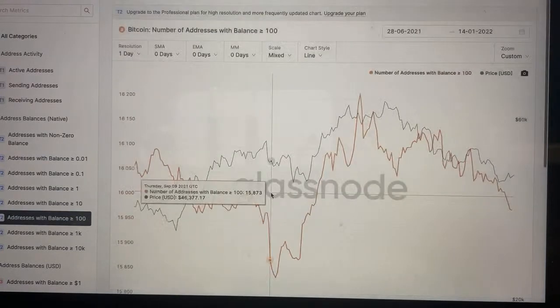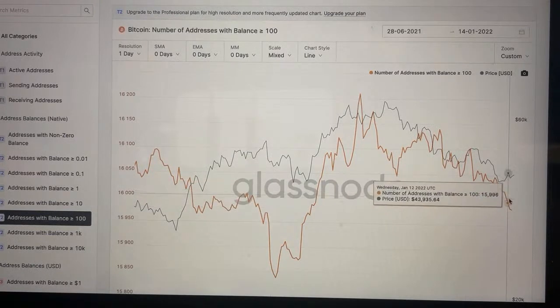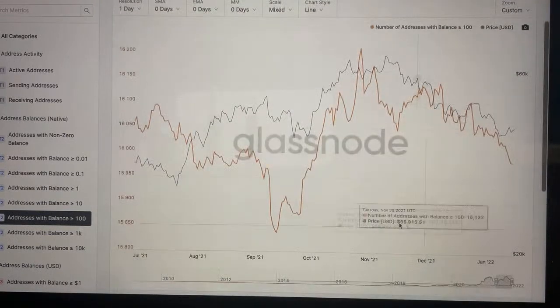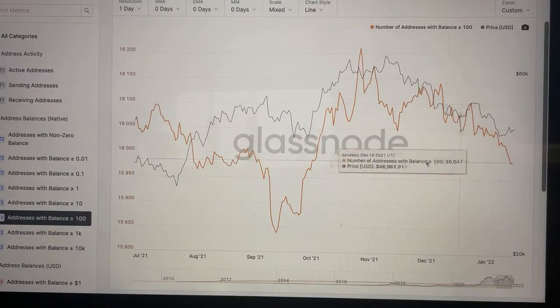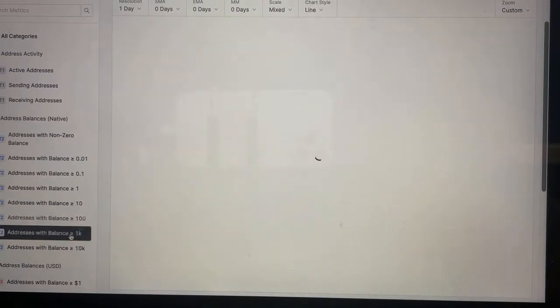And also if we check wallets with more than 100 Bitcoin, we can see that they are selling gradually, which is bad. Wallets with more than 100 Bitcoin, they are selling gradually, which is not really good.